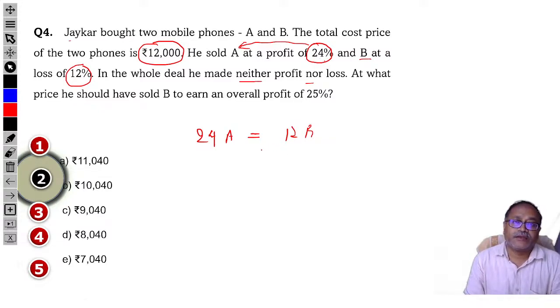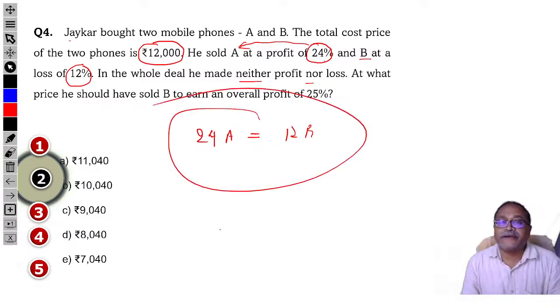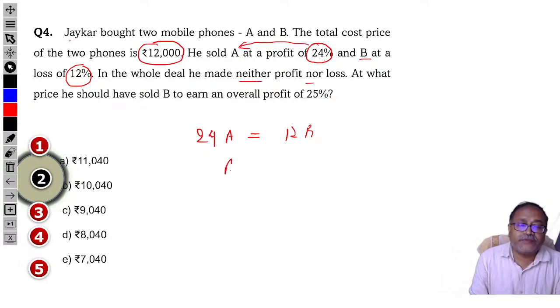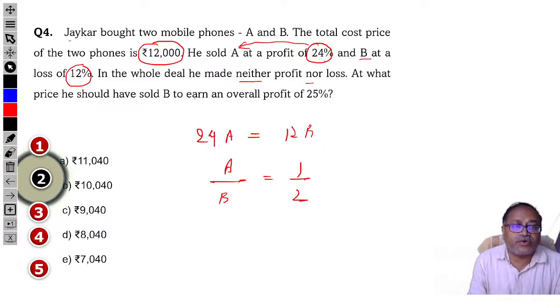Aman, the moment you understood this part, that whatever he earned in A, he lost in B, then only finally there is no profit, no loss. So 24% of A is equal to 12% of B. From here onwards, we are getting a ratio of A and B, which is 1/2. Now if B is sold at 25% profit, out of the total, what is the cost price of B?